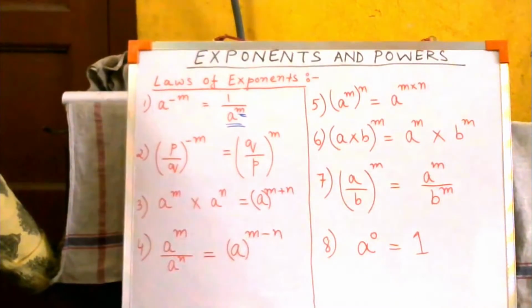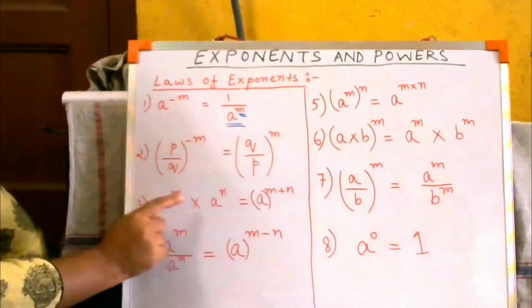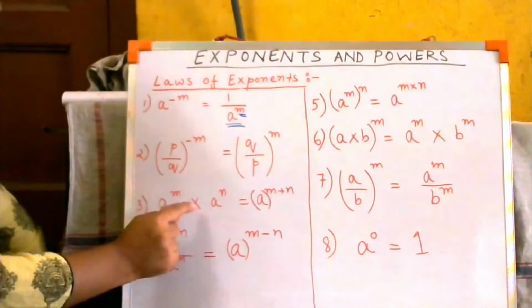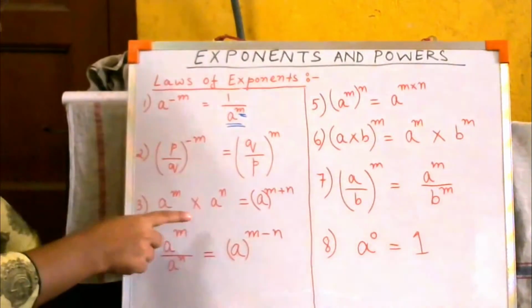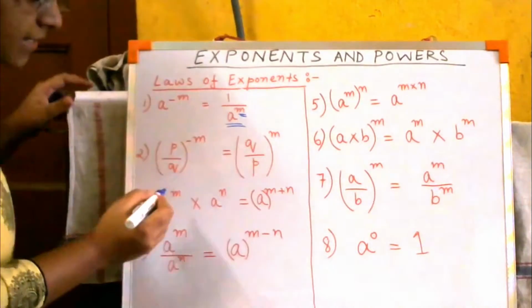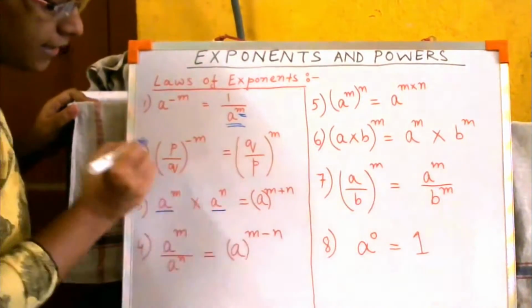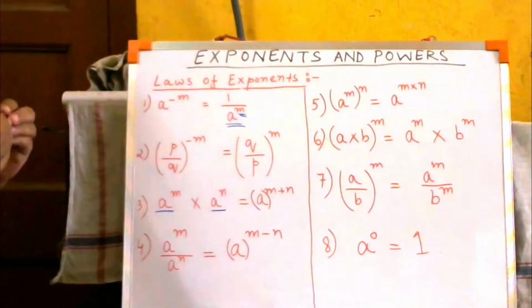Now let us come to the next one. What if there is a multiplication sign in between a to the power m into a to the power n? Now there is a second power, but there is a multiplication sign in between. Can you see that the bases are constant? Both have a. The base should be constant. The power can be different. That is not an issue.